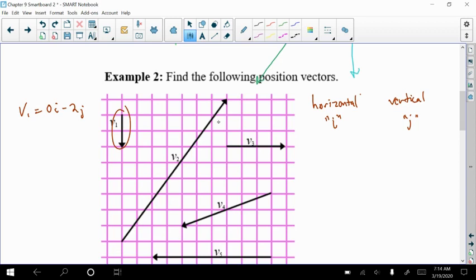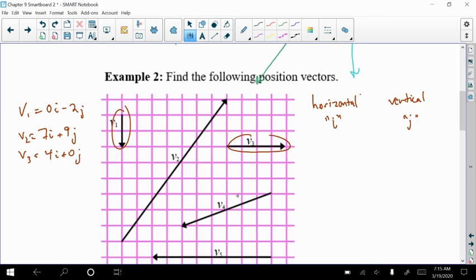Okay, vector 2 starts here, goes over 1, 2, 3, 4, 5, 6, 7, and up 1, 2, 3, 4, 5, 6, 7, 8, 9. So I could call vector 2 7i plus 9j. Okay, vector 3. It's 1, 2, 3, 4. It's 4 to the right, but nothing up or down, so it'd be 0j.